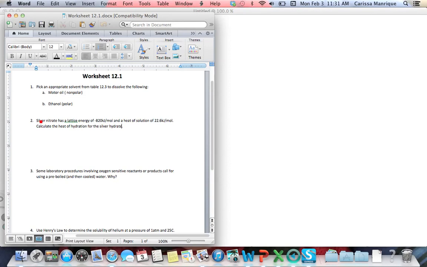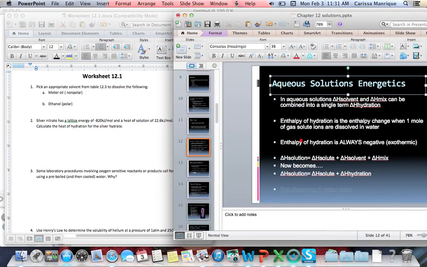Okay, so now that we know that, let's look at this here. Silver nitrate has a lattice energy of negative 820 kilojoules per mole, okay, and a heat of solution of 22.6 kilojoules a mole. Calculate the heat of hydration of the silver nitrate, okay. The lattice energy, that's going to be your solute, okay, because you're trying to put silver nitrate in water. Lattice energy is basically the energy it takes to break that, okay? That's going to be negative 820.